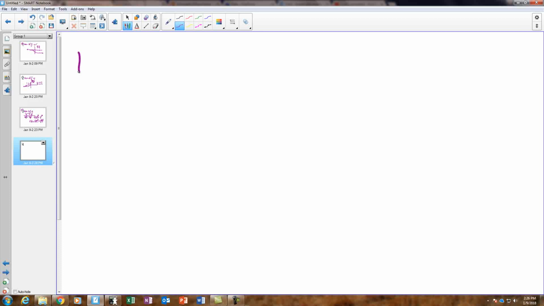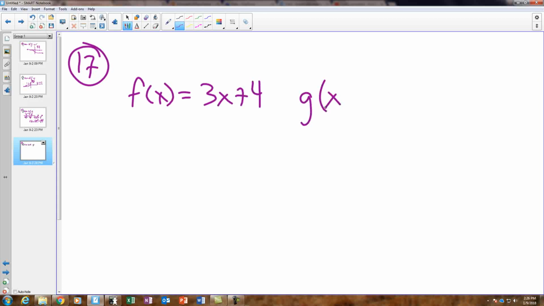What are we at? 18, 17? 17 says f of x equals 3x plus 4 and g of x equals 3x cubed plus 8. And you're being asked to find, is it g of f of 5?